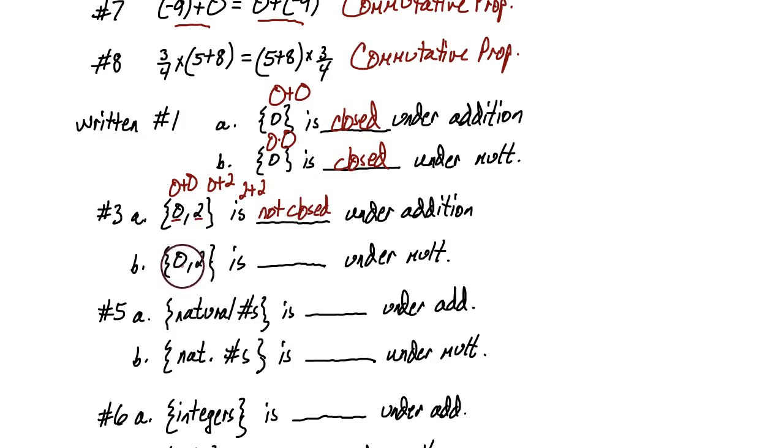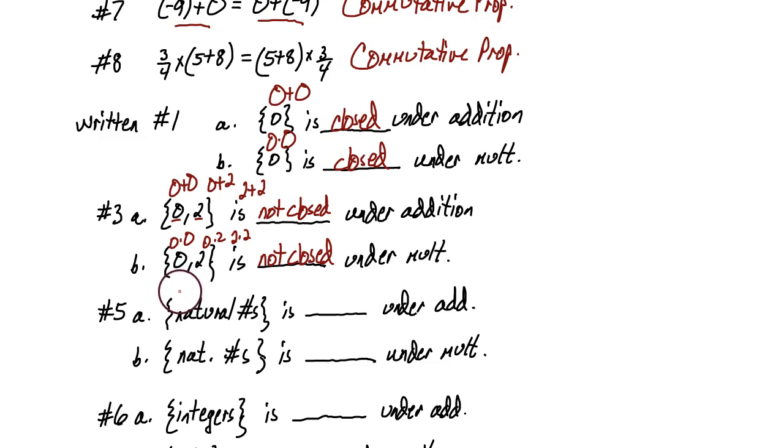Question B, are 0 and 2 closed under multiplication? 0 times 0 does make a number in the set. 0 times 2 makes 0, which is in the set. But 2 times 2 makes 4, which is not in the set. This is not closed.